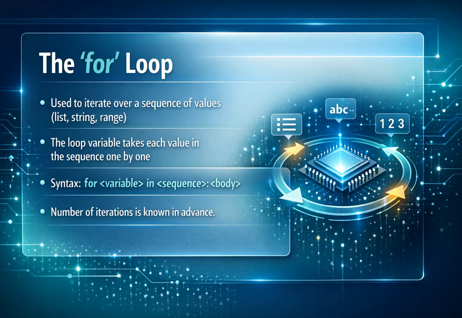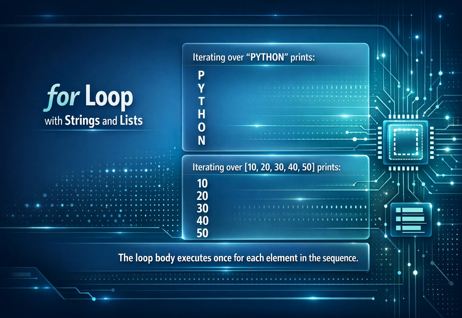The for loop is used to iterate over a sequence of values. The loop variable takes on each value in the sequence one at a time, and the loop body executes once per value. The number of iterations is typically known before the loop starts. You can use a for loop with strings, lists, and other sequences. Iterating over the string, Python prints each letter on a separate line. Iterating over a list of numbers processes each number one by one. This makes for loops extremely versatile.